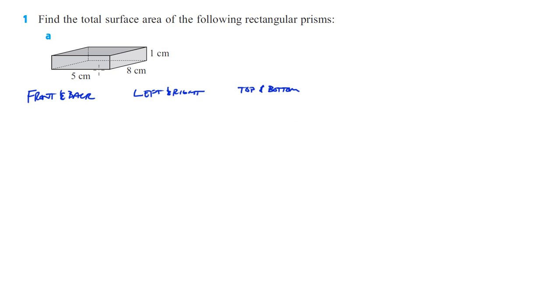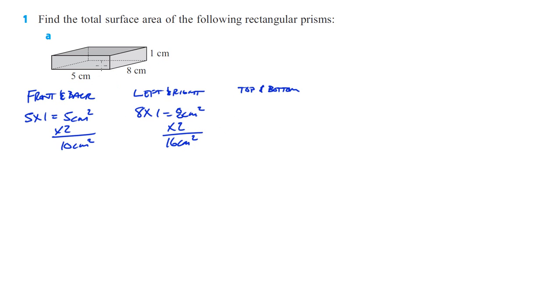Alright, so front and back is just going to be 5 times 1, right? So 5 times 1 for each of the front and the back. So that's 5 centimeters squared. Times 2 is 10 centimeters squared for the front and back. For the left side and the right side here, that's going to be 8 by 1. So 8 times 1 equals 8 centimeters squared. And we have both a left and a right, so we multiply that by 2, and that's 16 centimeters squared.